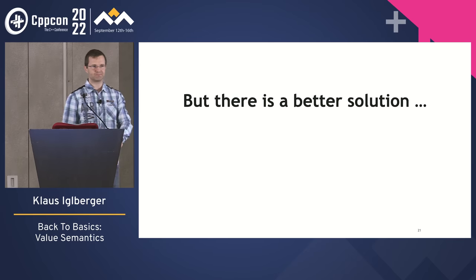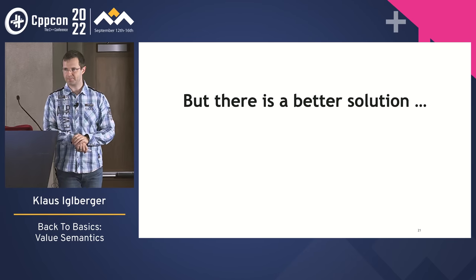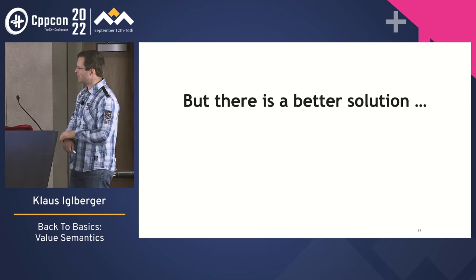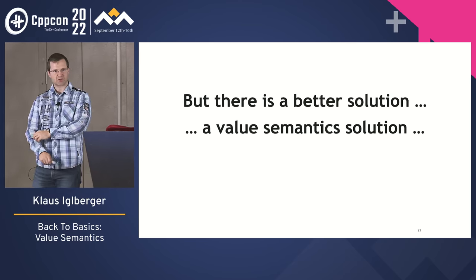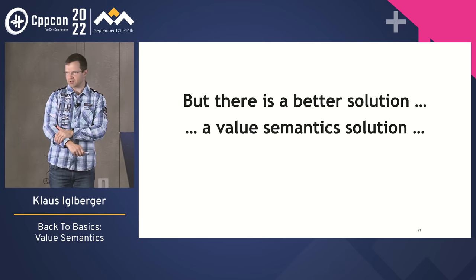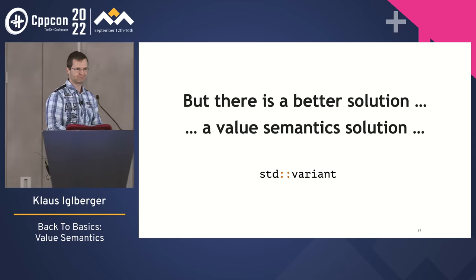There's a better solution. As I said, over the years we've realized this is not such a great idea, and today, indeed, we don't like this anymore. We usually use a value semantics-based solution. And in this particular case, you actually might have an idea what I'm aiming at. I'm aiming at std::variant.